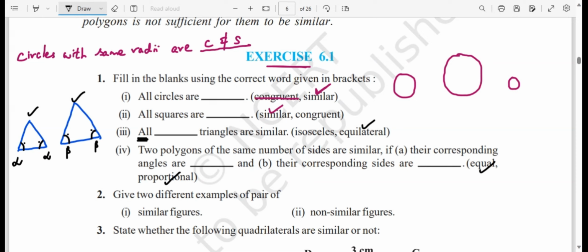Angles have to be equal. The sides have to be proportional. If angles are proportional, what will happen? The figure will be in some other shape. So angles cannot be proportional, they have to be equal, whereas the sides can be proportional.